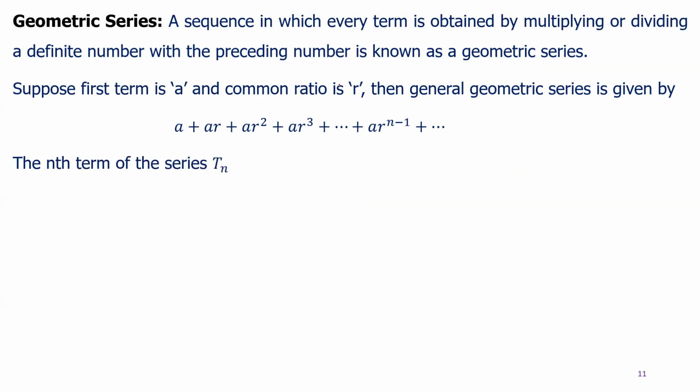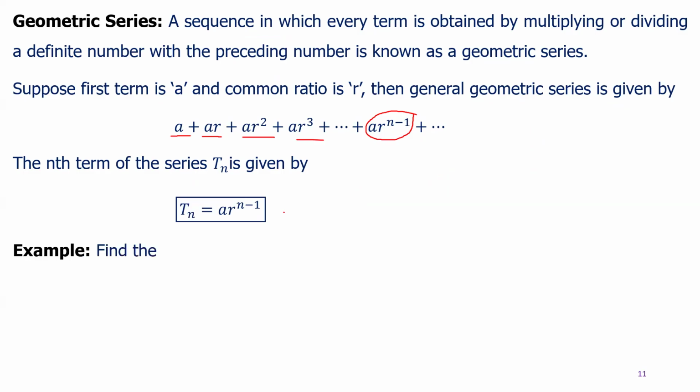What is the nth term of this geometric series? Similarly, this is the first term, second term, third term, fourth term, and this is the nth term of the given series. The nth term of the series, Tn, is given by Tn is equal to A into R to the power n minus 1.